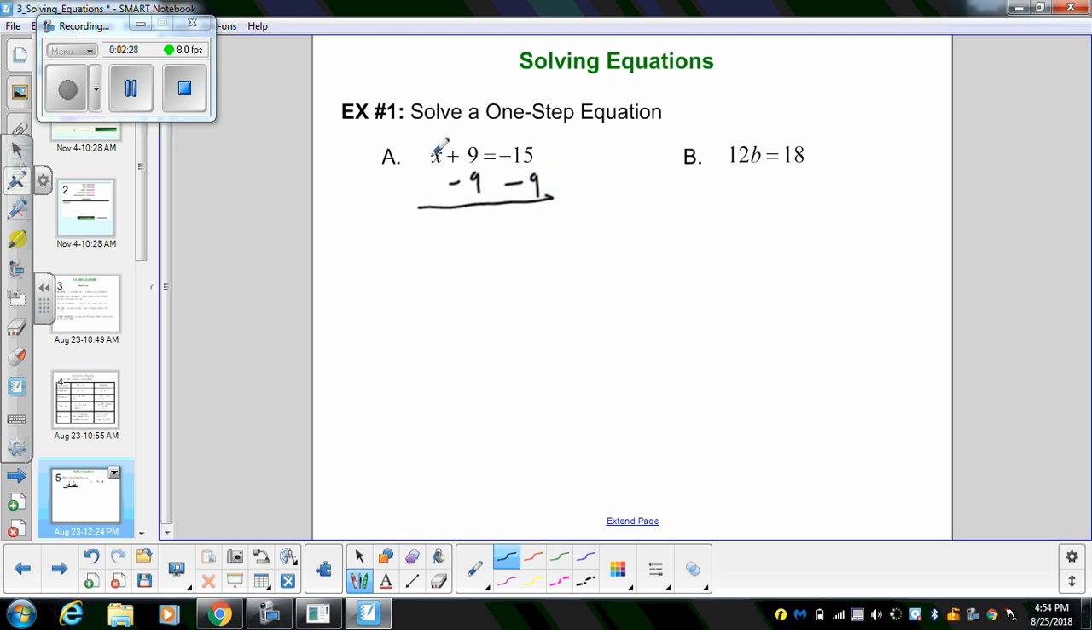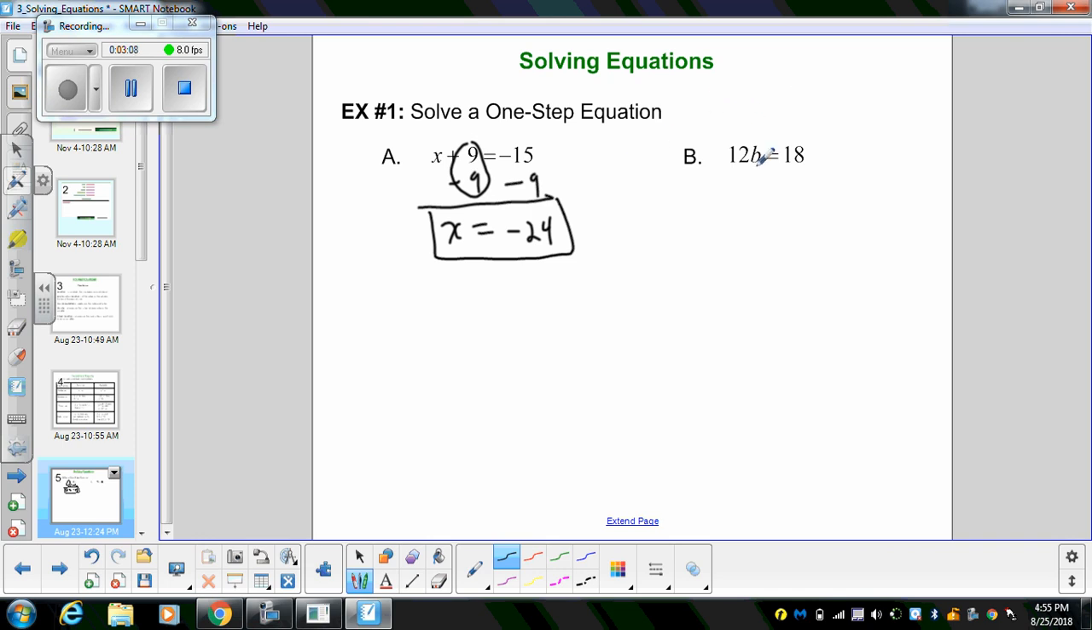When I do my math here, the x comes down, and then 9 minus 9 equals 0. So that right there zeroes out and goes away. We're no longer dealing with it. Now we just have x on the left, and over here we have negative 15 minus 9. So you can either type that in the calculator or realize if you owe someone 15, you're borrowing another 9, you're now at negative 24. Right? And that's it. That's your answer. And that is a one-step equation. If you want to pause and try to do B, that'd be a good idea.